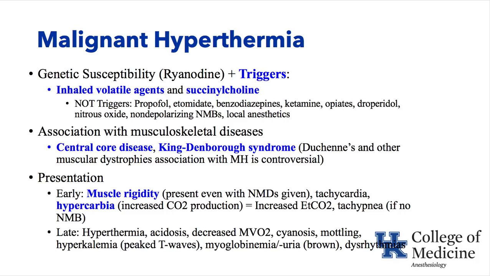The patient's carbon dioxide builds up because of the muscle hyperactivity. The temperature builds up because of muscles contracting. So CO2 and temperature go up, and tachypnea will ensue as the CO2 builds up if the patient is not neuromuscularly relaxed. Late findings are the temperature rise and acidosis and a decreasing mixed venous oxygen, cyanosis and mottling of the skin, and hyperkalemia with peaked T waves, and even breakdown of muscle and myoglobinuria with brown discoloring of your urine, and dysrhythmias. But the early presentation is muscle rigidity and hypercarbia.